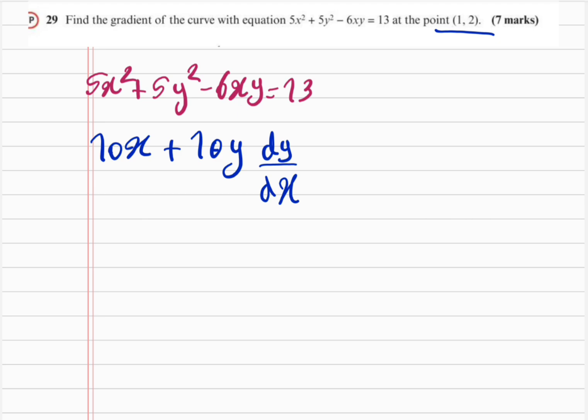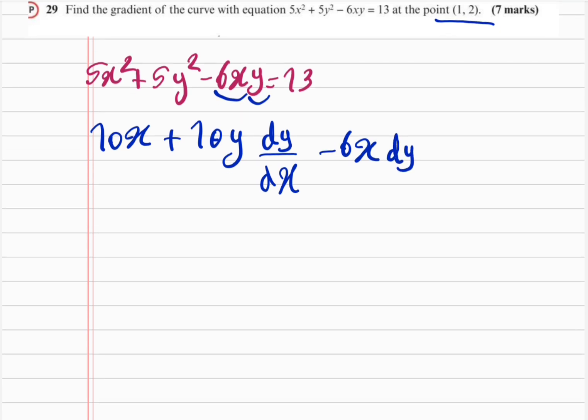So this is the product rule. Be careful, because your first function is minus 6x and the second function is y. So I'm going to write down the first function times the derivative of the second function. y differentiates to 1, but we always multiply the derivative by dy/dx. So 1 times dy/dx is dy/dx, and we already had minus 6x, so it's going to be minus 6x dy/dx.